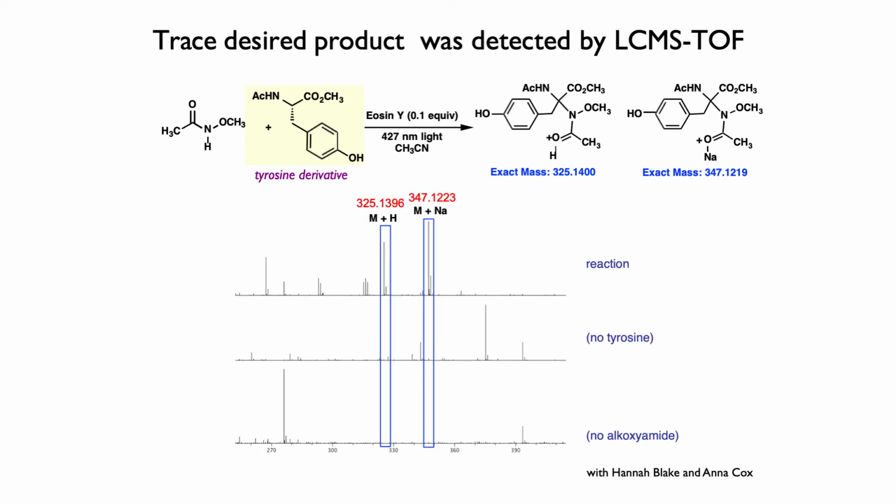And it is. This is a mass spectrum. These signals indicate ions, and on the x-axis here we have the mass. So this ion has a mass of 325.1396, which matches this, and then our other ion has a mass which matches the sodium bonded molecule.